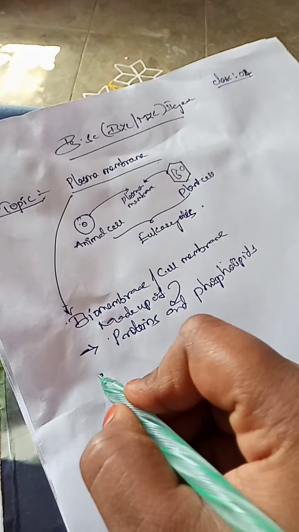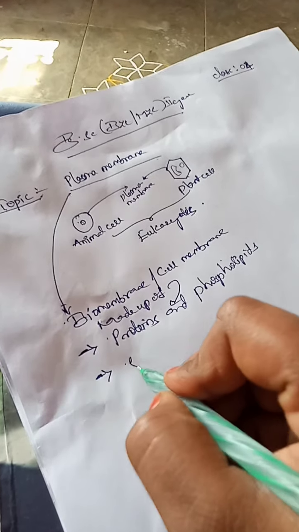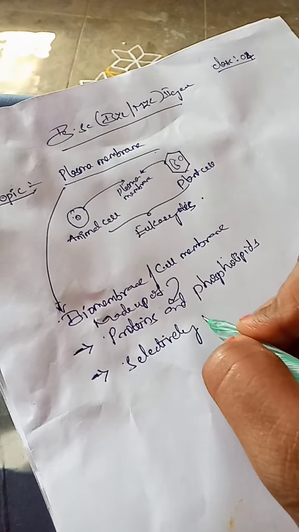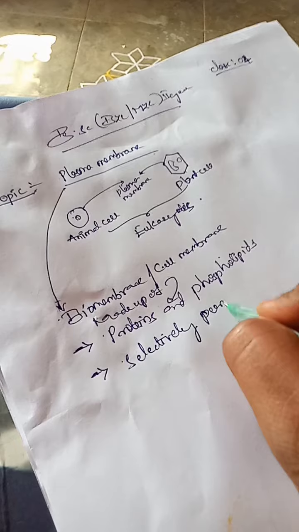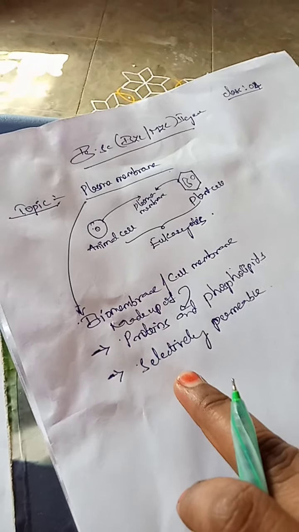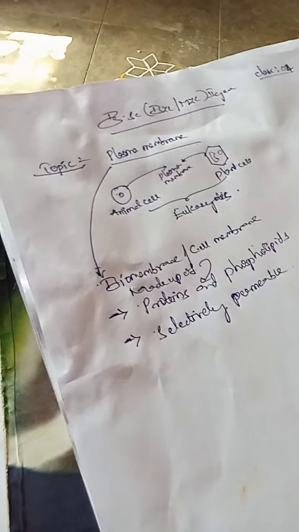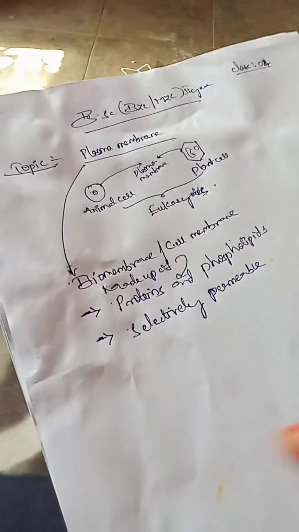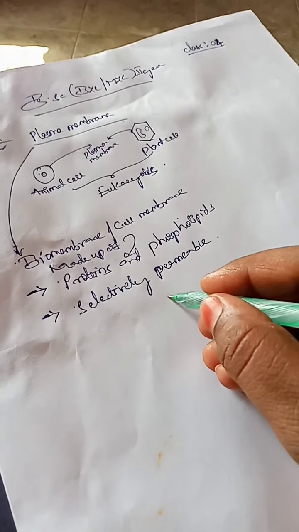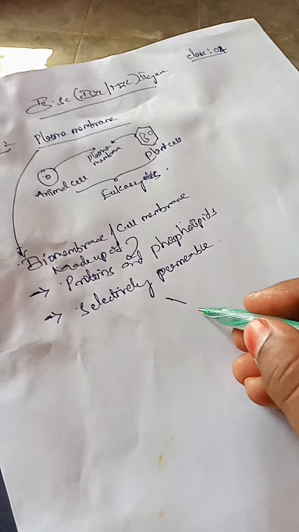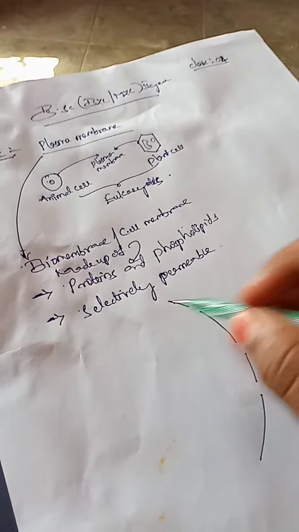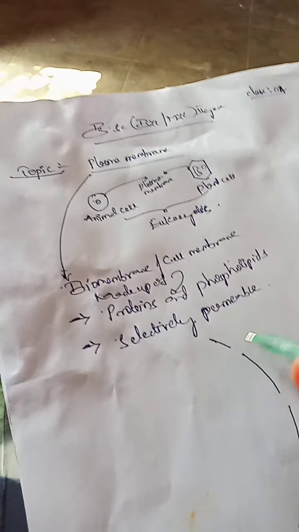And this plasma membrane is selectively permeable. I will explain why we call it selectively permeable. Now we are going to discuss the plasma membrane. Let's assume this is the membrane, the plasma membrane of the cell.